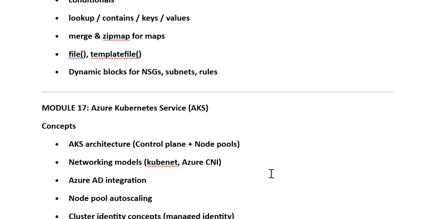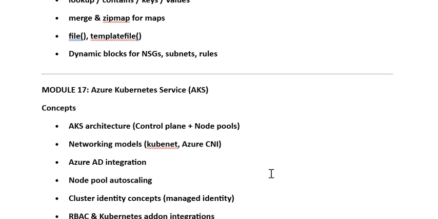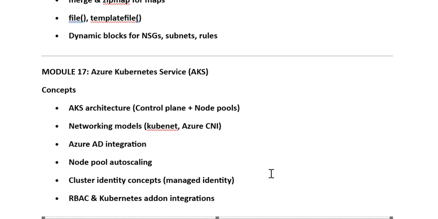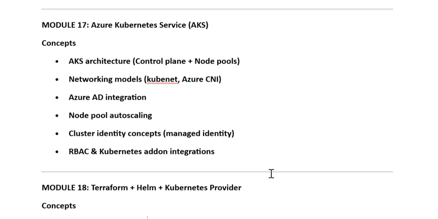Next is the combination of Azure Kubernetes Service and Terraform, Terraform Kubernetes integration in Azure. How you create an AKS cluster, control plane, node pool, networking module, ACR integrations, node pool auto scaling, cluster identity concept, managed RBAC and Kubernetes add-on integration. That is the combination of Terraform, Azure and AKS cluster, which will be discussed in this one.